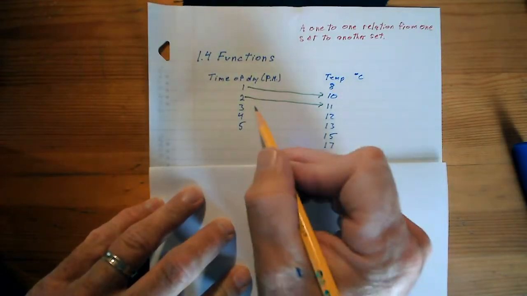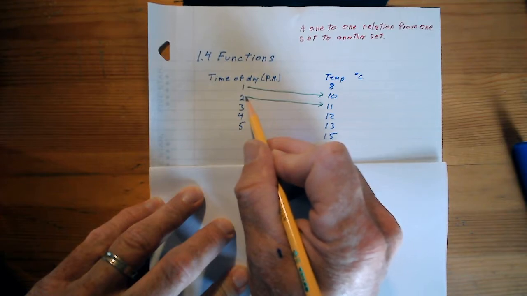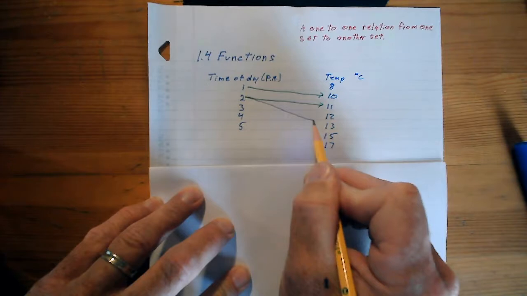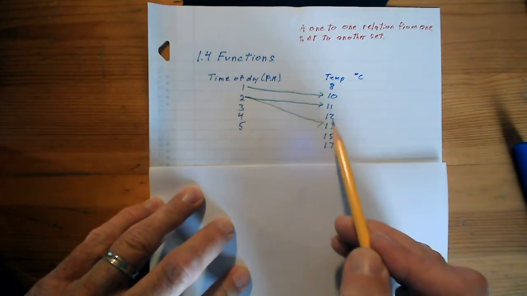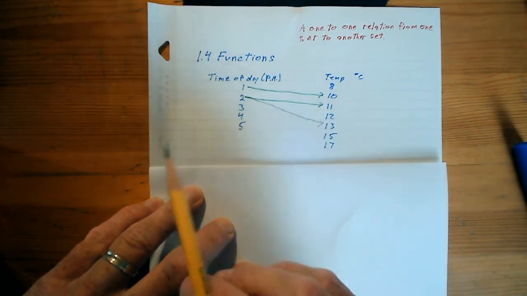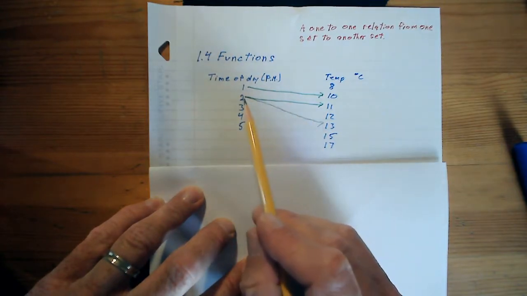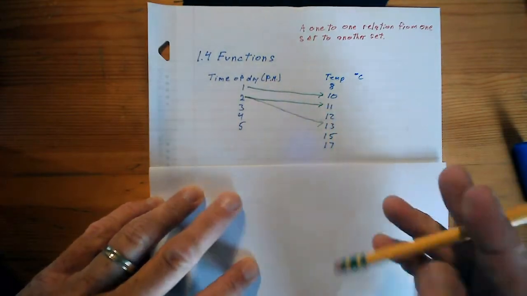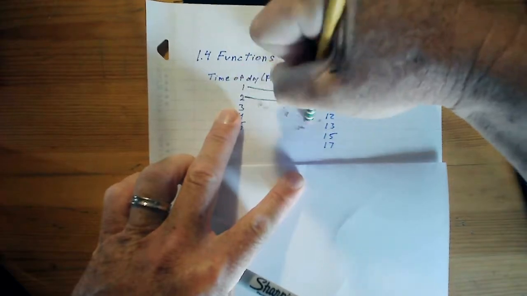But if I said, well, at 2 o'clock, it is also 13 degrees Celsius. Well, this too can't be mapped to two different things. It's either 11 degrees or 13 degrees. It can't be both at the same time at 2 o'clock, so that would not be a function. There's an example. 2 is mapping to 11. My input of 2 o'clock has two separate outputs. That's no good. That would not be a function, so we can't have that.